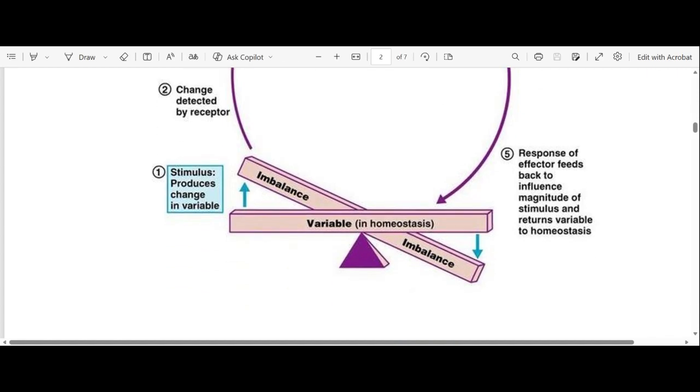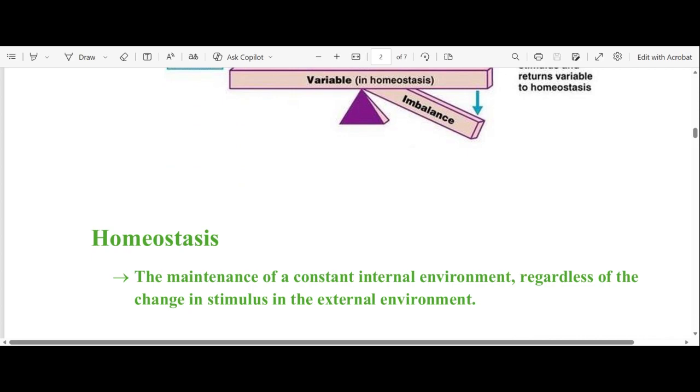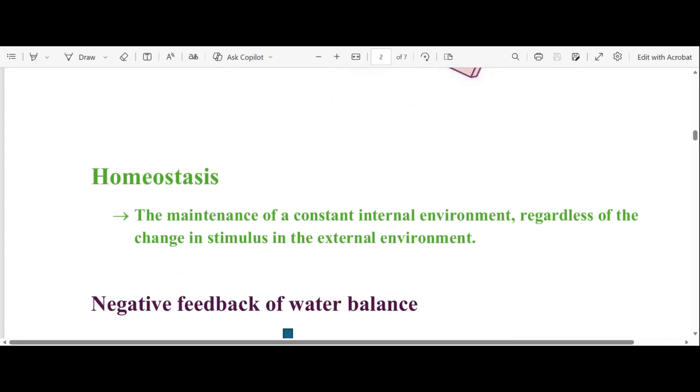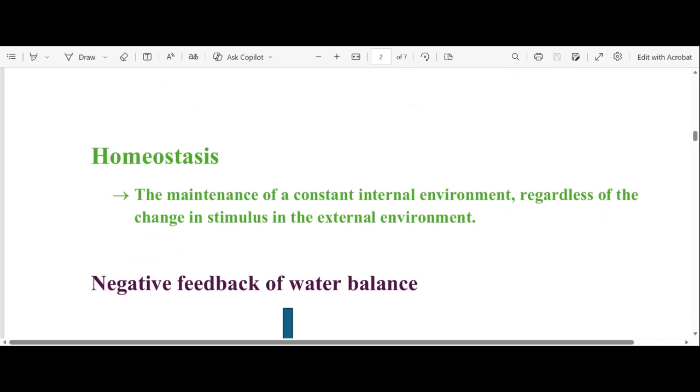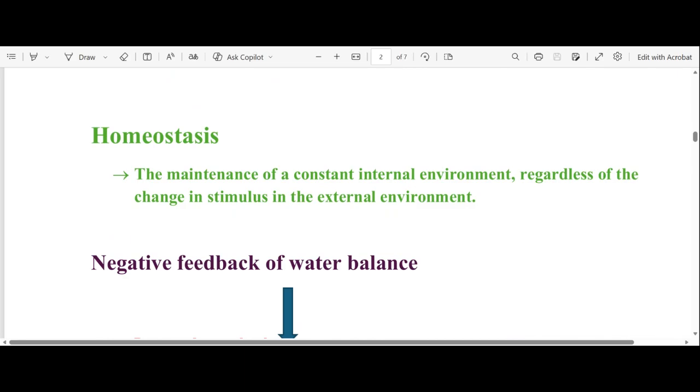We'll explain what is homeostasis and everything. Okay, let's continue. What is homeostasis? Let's just tackle the question of homeostasis. The reason why we have negative feedback is so that we can maintain homeostasis. Homeostasis is the maintenance of a constant, please pay attention to constant, internal environment regardless of the change in stimulus in the external environment, right?